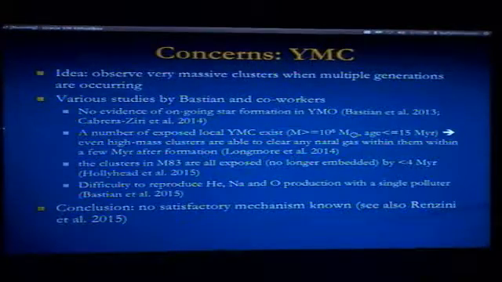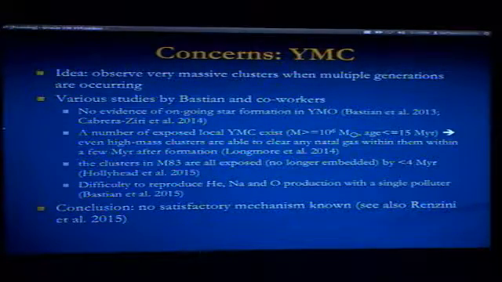Another issue is that we have found that very massive clusters, with mass larger than 10 to the 5 solar masses, have these different episodes of star formation that lead to the multiple populations. Okay, why not look at very young nearby objects and see if we really see these different populations?